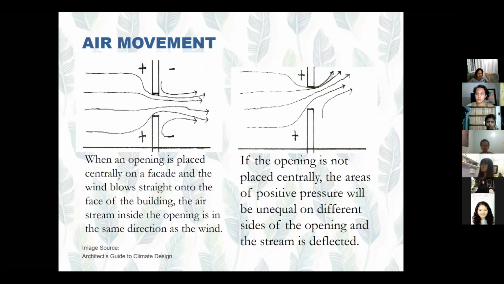So when an opening is placed centrally on the facade and the window faces straight into the air, into the face of the building, the air stream inside the opening is in the same direction as the wind. If not, it will create positive and negative pressure as directed by the stream. Okay? When it is not centrally located.